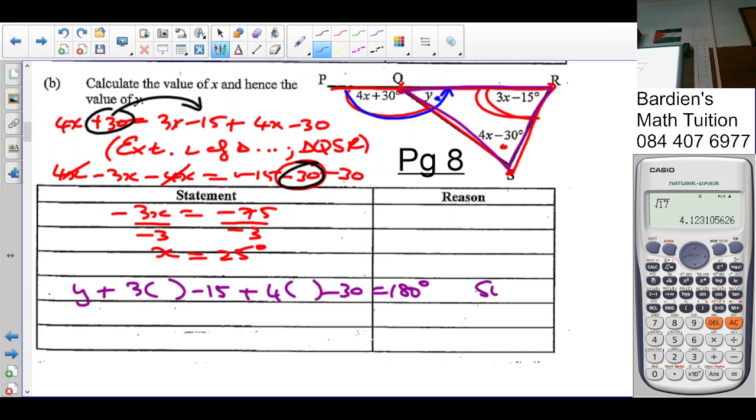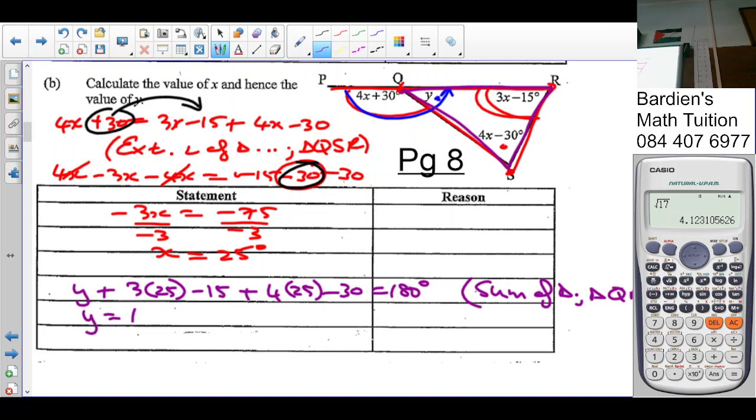Why? Interior angles of a triangle, and that is triangle QRS. Okay. But what is x? 25.